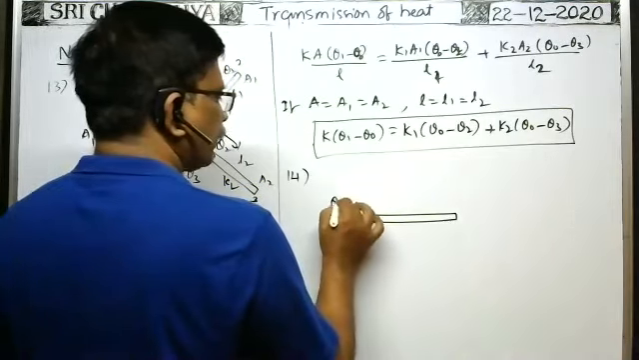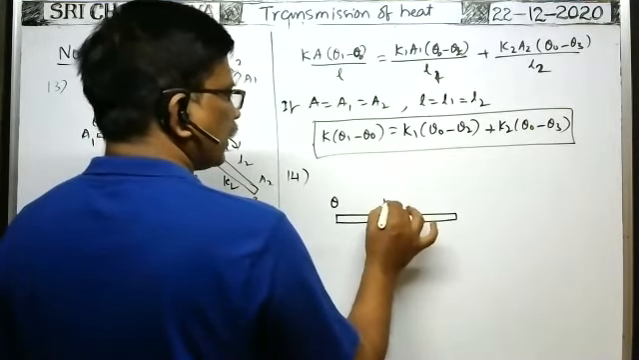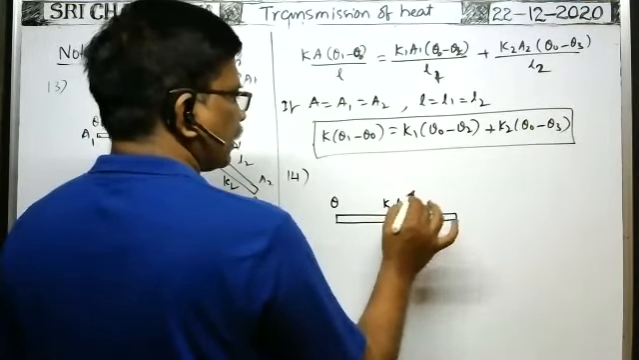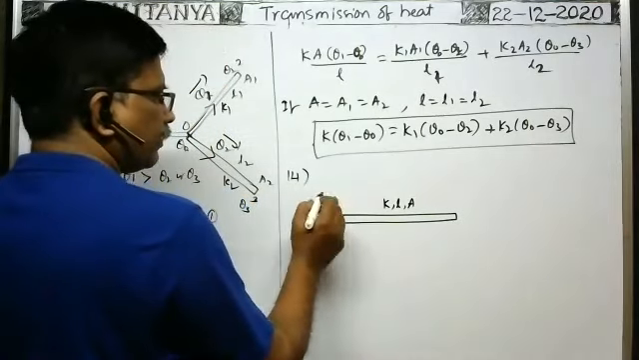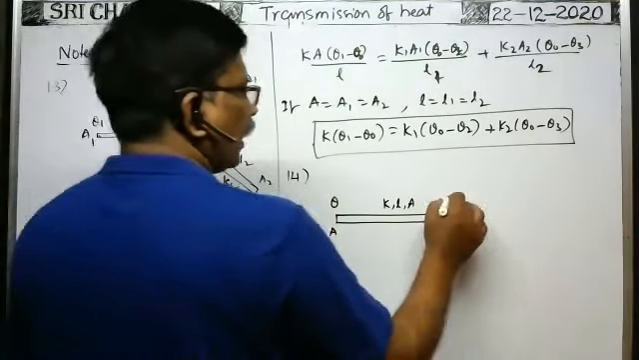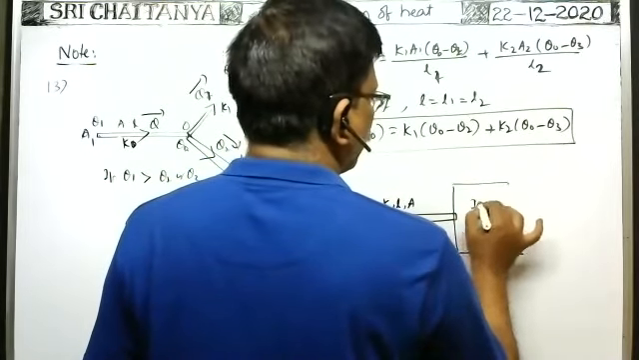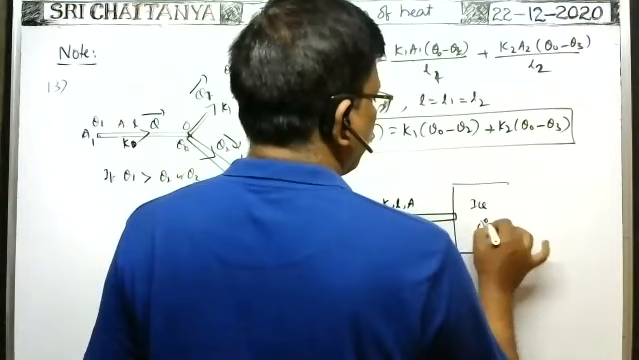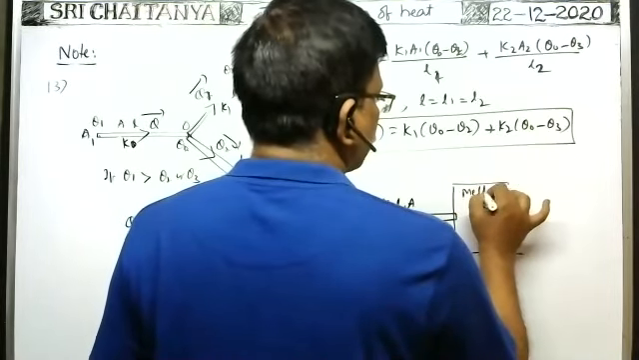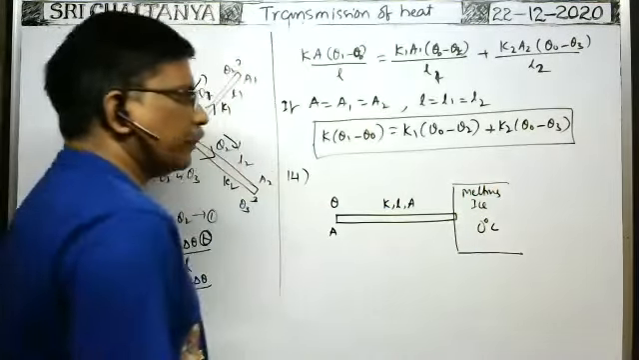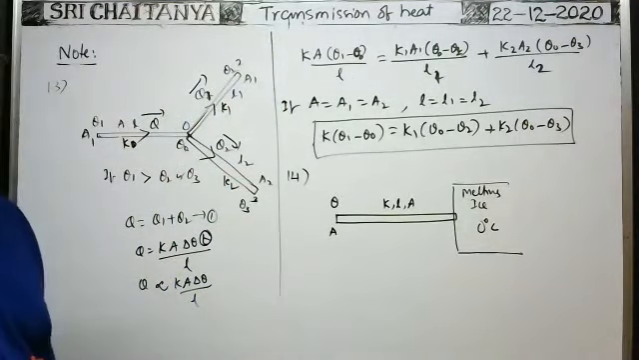One end of the rod is kept at a temperature theta. Coefficient of thermal conductivity is K, length L, area of cross section A. One end of the rod is kept at a temperature theta. The other end is kept in melting ice. Melting ice means temperature is 0 degrees centigrade at atmospheric pressure.